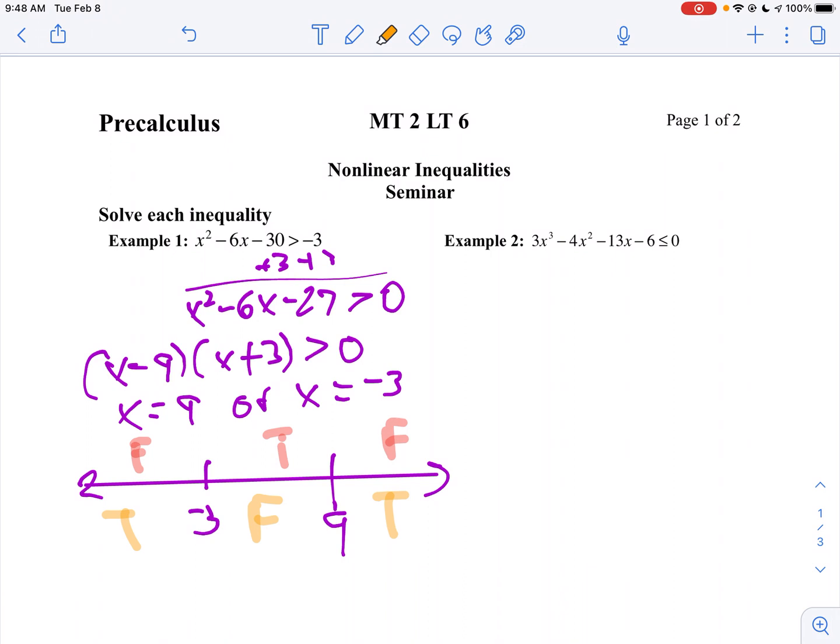So now how do I figure out which one I'm going to use? Well, I pick a test point. My test point I like is 0, because 0 is easy to work with. 0 is going to be my middle section, isn't it? Now let's see if I put in 0 for x. I get negative 30 is greater than negative 3. Is negative 30 greater than negative 3? No, that's not true. So that section is false. So in other words, my graph is going to look like this. My middle section is false, so my other sections are true.